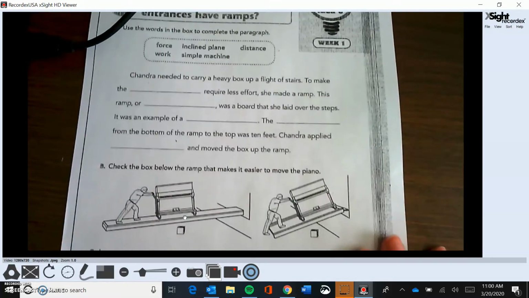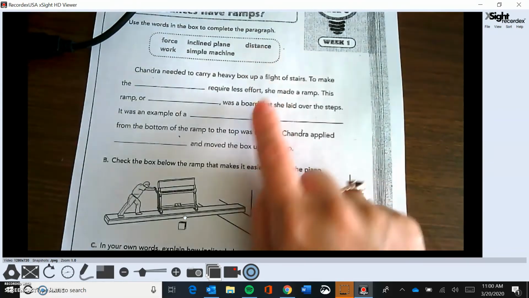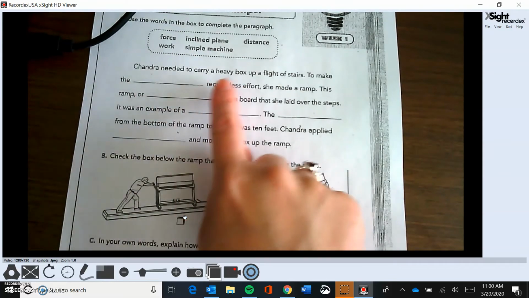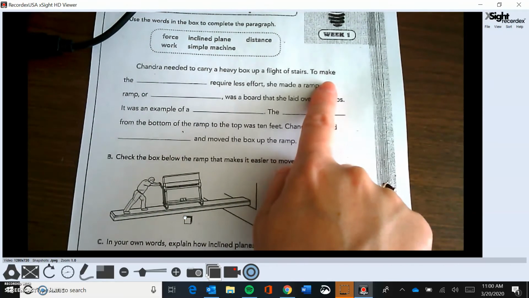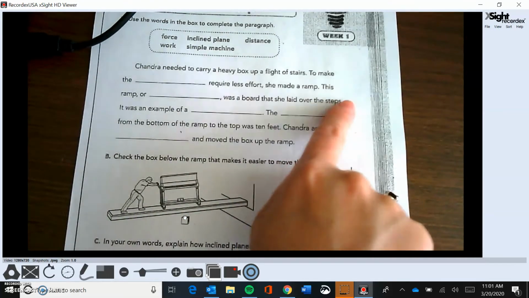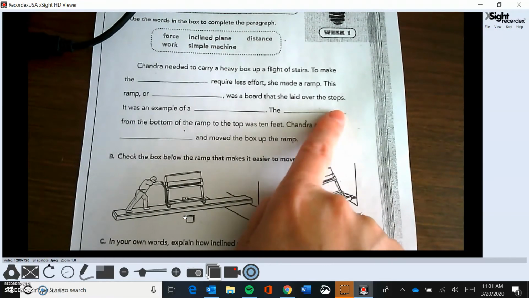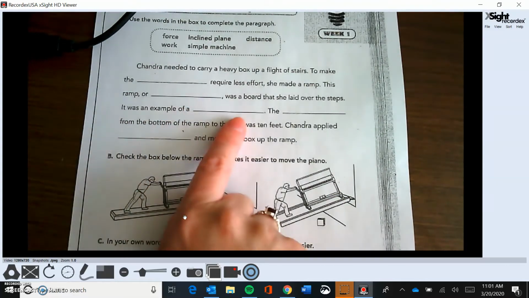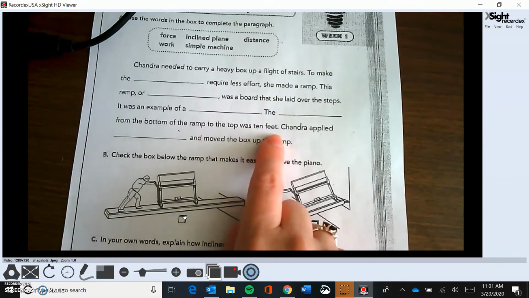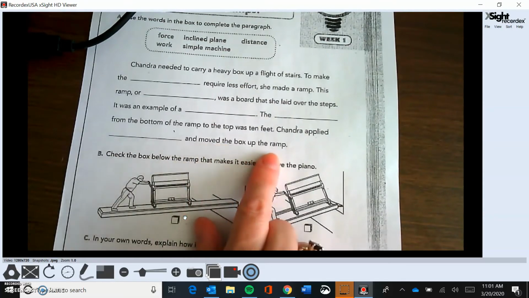All right, let's take a look at what you need to do here. We're just using these vocabulary words to fill in the blanks. So just think about what's going to make sense there. Chandra needed to carry a heavy box up a flight of stairs. To make the blank require less effort, she made a ramp. This ramp, or blank, was a board that she laid over the steps. It was an example of a blank. The blank from the bottom of the ramp to the top was 10 feet. Chandra applied blank and moved the box up the ramp.